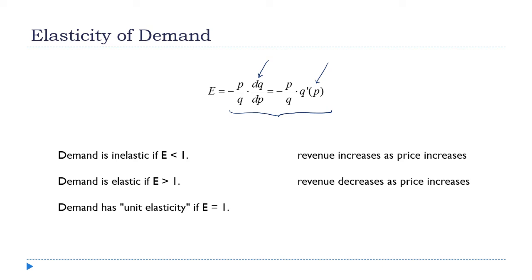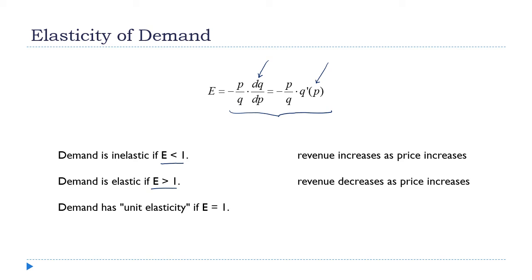If the elasticity is less than 1, then that means that revenue increases as price increases. In other words, the product is a necessity. So a change in price has relatively little impact on the demand. Now, the other way around here, the demand is elastic if E is greater than 1, and that means that revenue decreases as price increases. In other words, the revenue will change. Right?